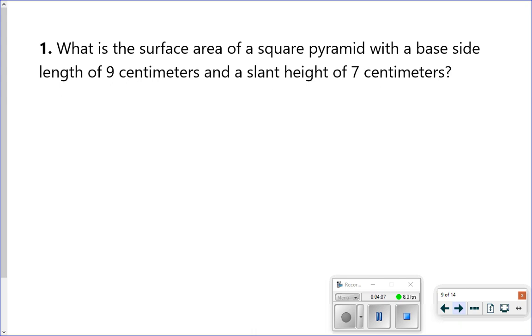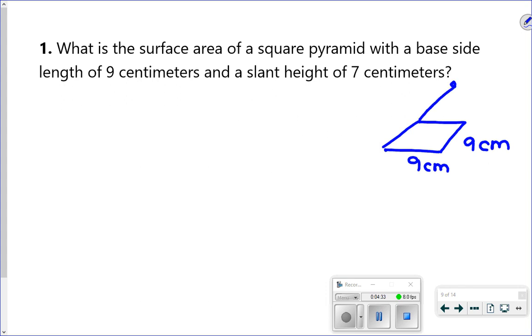All right, let's take a look at this next one. It says, what is the surface area of a square pyramid with a base side length of 9 centimeters and a slant height of 7 centimeters? I'm going to go ahead and sketch out that picture for those of you that it would help. So here's my base. They said it was a square and the side lengths are 9, so I'm just going to label it 9 centimeters here, 9 centimeters here. All right, I'm going to pick a point, make my triangles. It's a little slanted, that's okay. My slant height here on that triangle, they tell me that is 7 centimeters.